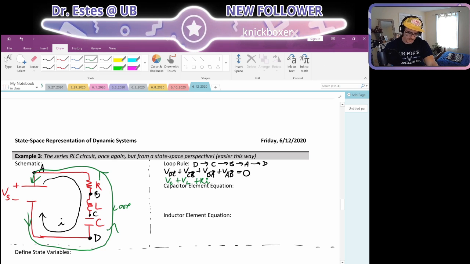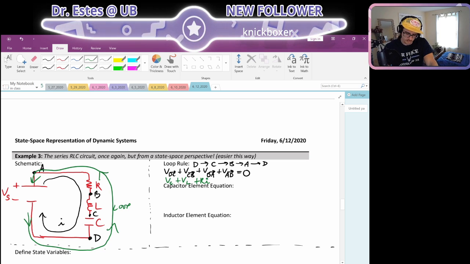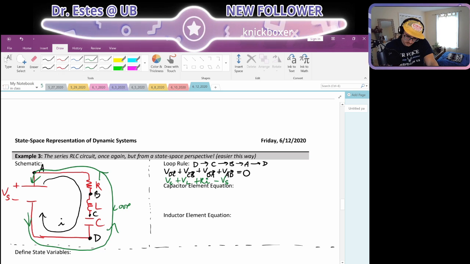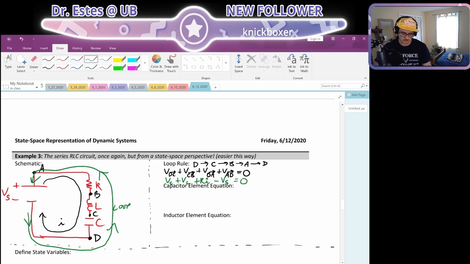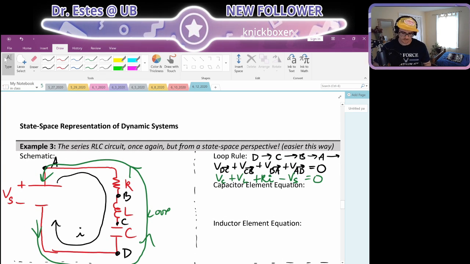And then when I go from A to D, I cross the voltage source, but I go from the plus to the minus, which means I subtract the source voltage. So that's our loop rule. It's going to be 0. VC plus VL plus RI minus VS equals 0.